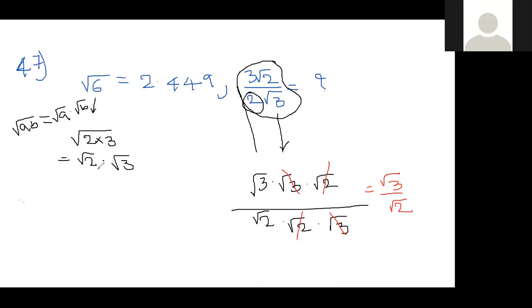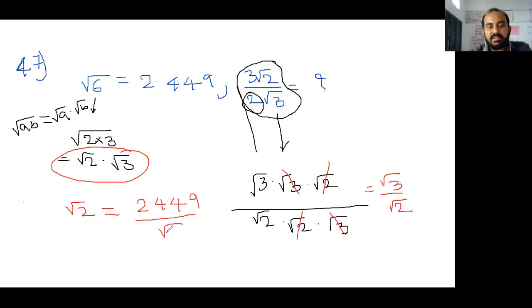Now, coming to the question, root 2 is equal to, can I write 2.449449 by root 3? Yes, I can. Now here, substitute the same value. Instead of root 2, the numerator is what? Root 3 only. And the denominator, instead of root 2, can I write 2.449, and this root 3 comes in the numerator.